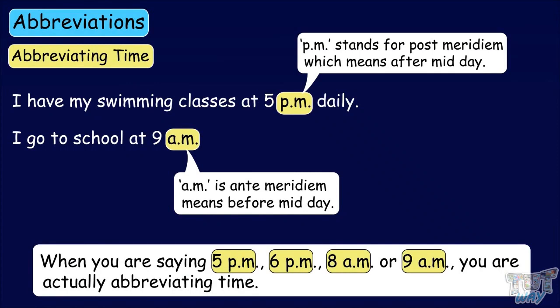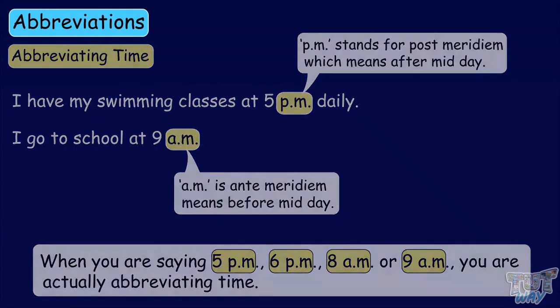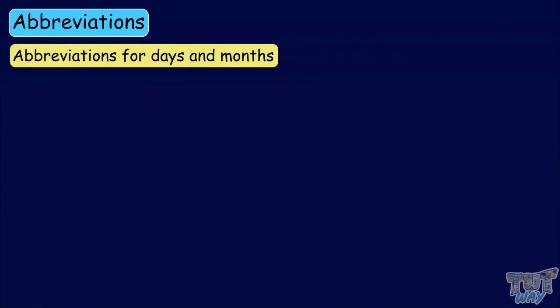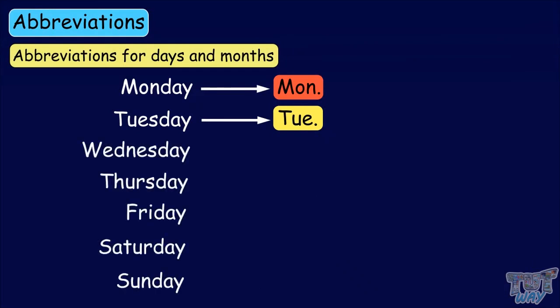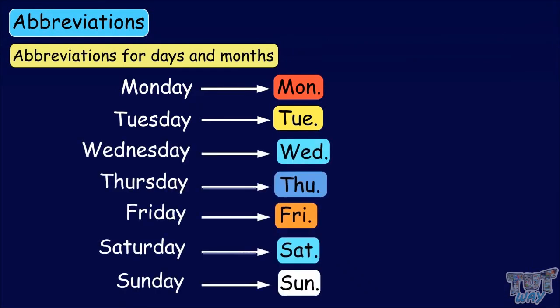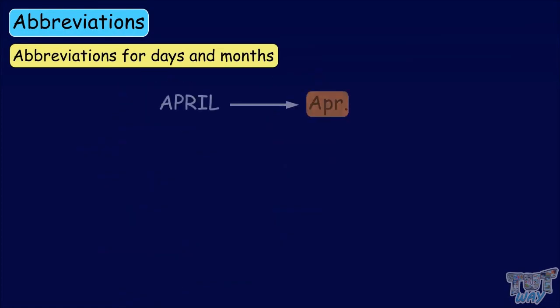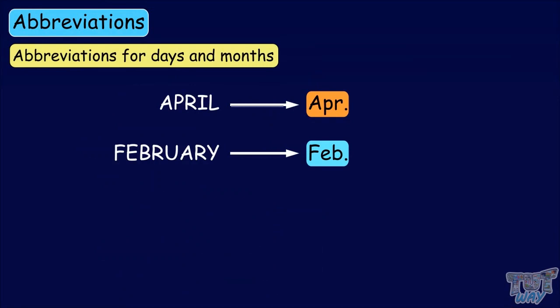Now let's see some examples of abbreviations for days and months. We write Monday as MON, Tuesday as TUE, Wednesday as WED, and so on. Likewise, we abbreviate the names of months also. APR for April, FEB for February, JAN for January, and so on.